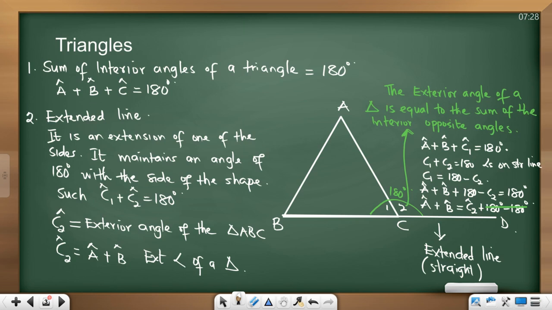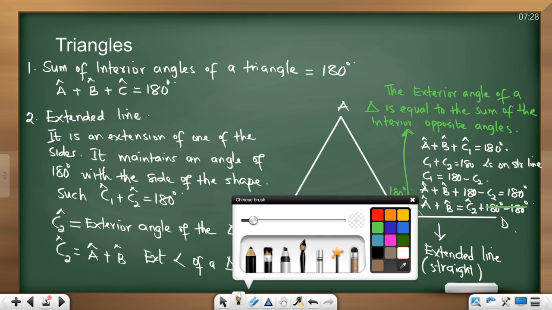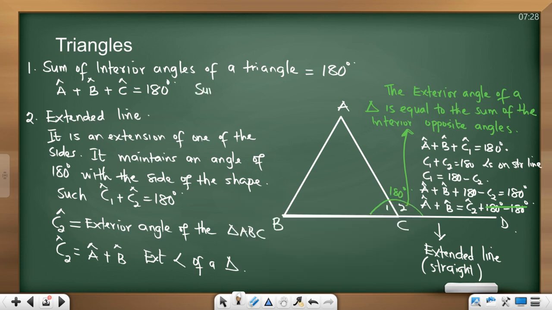Sum of interior angles. Okay, what's going to be my reason here, guys? Please take note. I want to keep writing all the reasons. Here, we can easily say sum of angles in a triangle. Take note of all the reasons. That's what we're going to keep writing. So it's a statement and reason. Sum of angles in a triangle.